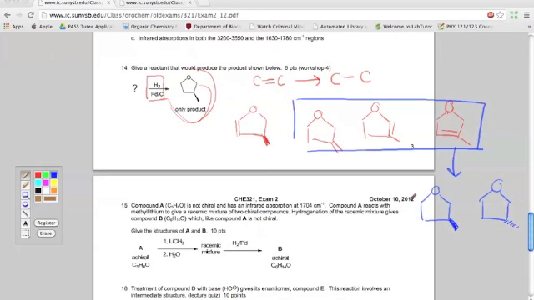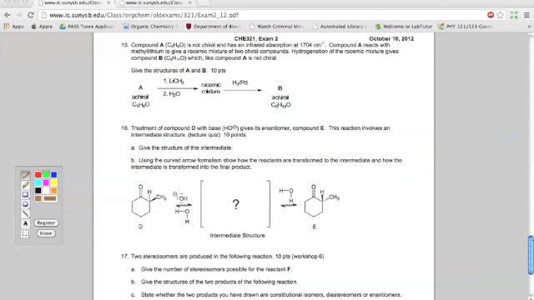Now, the only one where the H2/Pd-C does not affect the stereochemistry is when you have the double bond away from the methyl group. And when you use H2/Pd-C, you will get this as your final answer. Okie dokie. So, compound A.